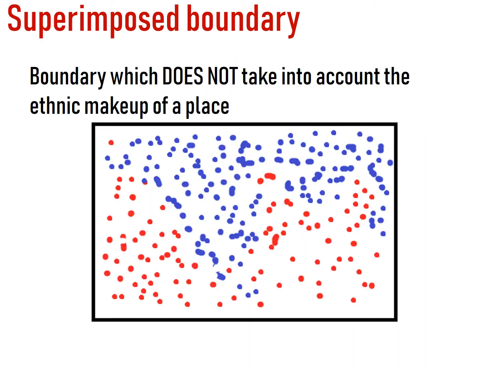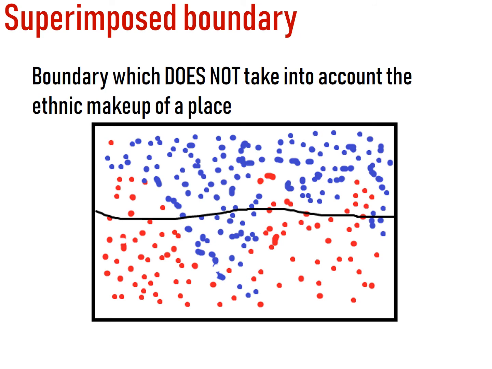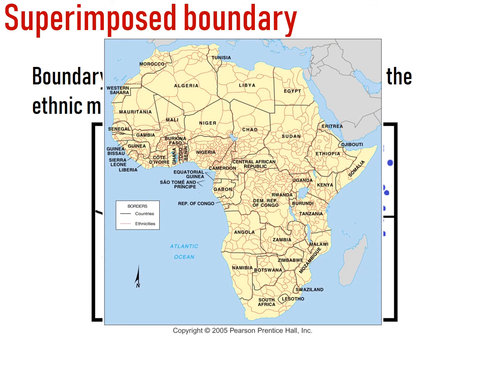But say we don't want to take into account the ethnic makeup. Say we want a superimposed boundary. I just draw a line wherever we want. Boom, done. Deal with it. This kind of looks like, I don't know, as I've mentioned, Africa. It's the best example of superimposed boundaries because literally it happened to an entire continent.